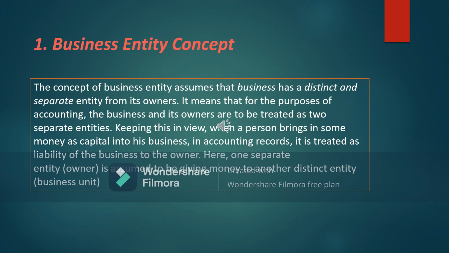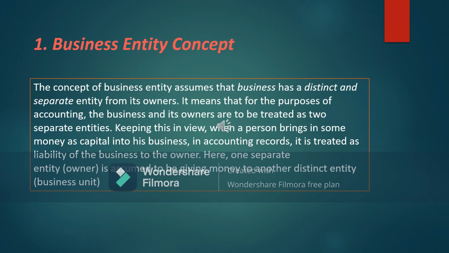It means that for the purposes of accounting, the business and its owners are to be treated as two separate entities. If I am going to start any business of, let's say, selling of goods, then my business of selling of goods is a different entity and I will be the owner with a different entity.